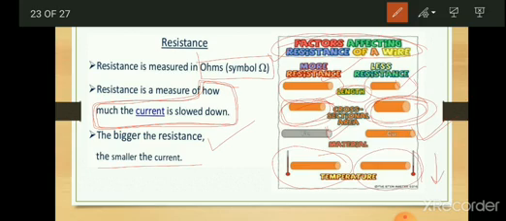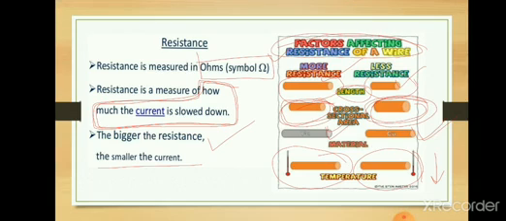Student, this is the way resistance and current are opposite to each other. Student, I hope you understand these concepts.